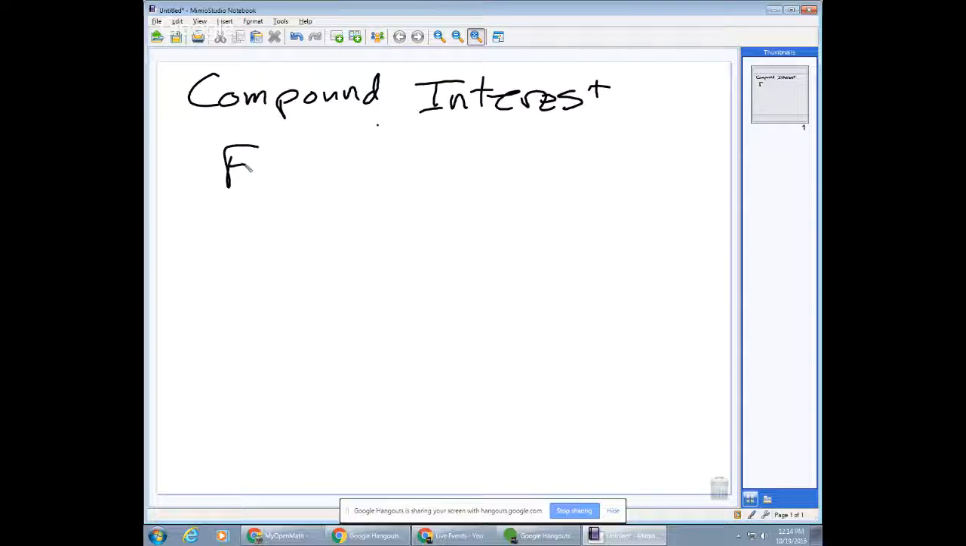So the future value is equal to some present value or beginning balance times parentheses 1 plus an APR divided by the number of periods per year, that's K, raised to the power N times K. And K is the number of compounding periods per year, and N is the number of years. So we went over that a little bit last time.